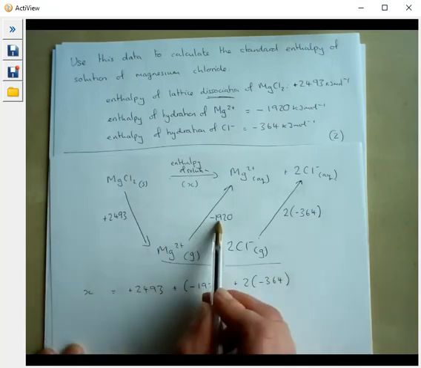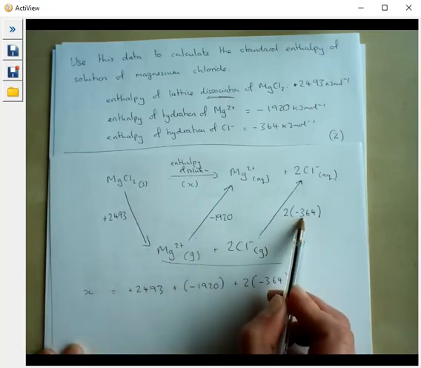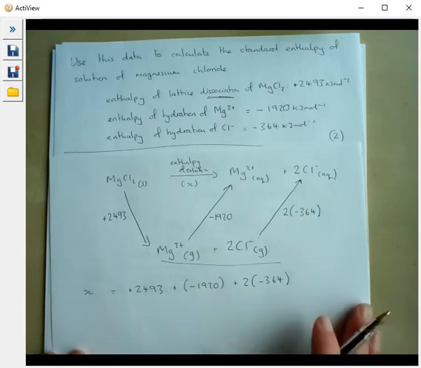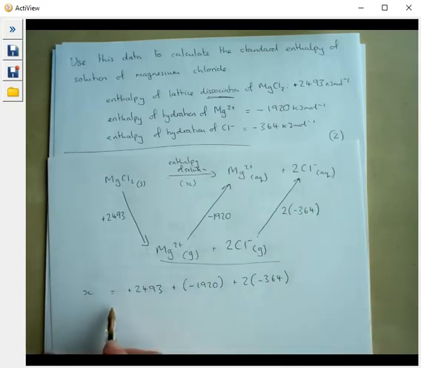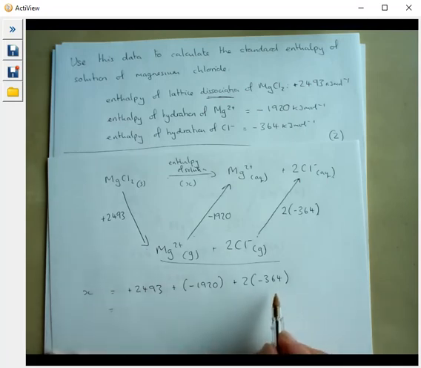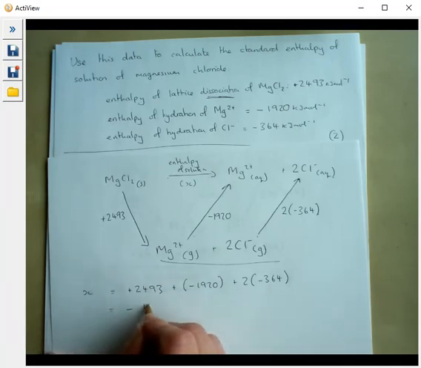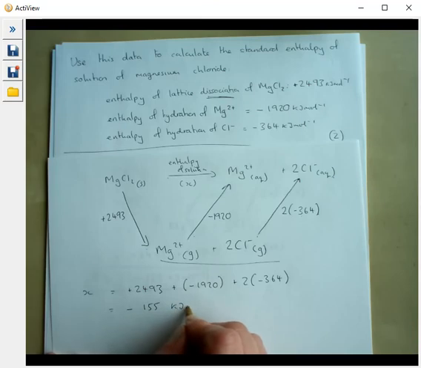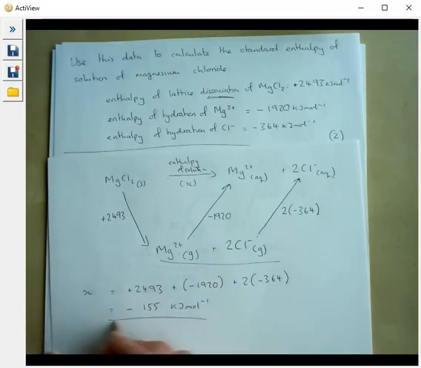On this diagram here, I've not put the kilojoules per mole in because it makes the diagram uncluttered. But when we write our final answer, we must remember to put that in. So if I stick those figures into a calculator, I will end up with minus 155 kilojoules per mole. And that's my final answer.